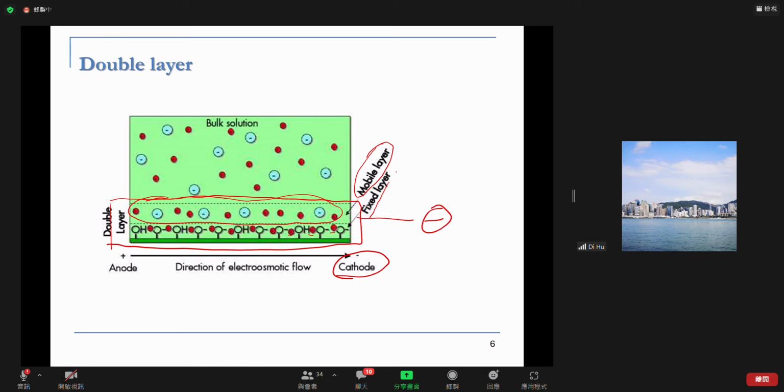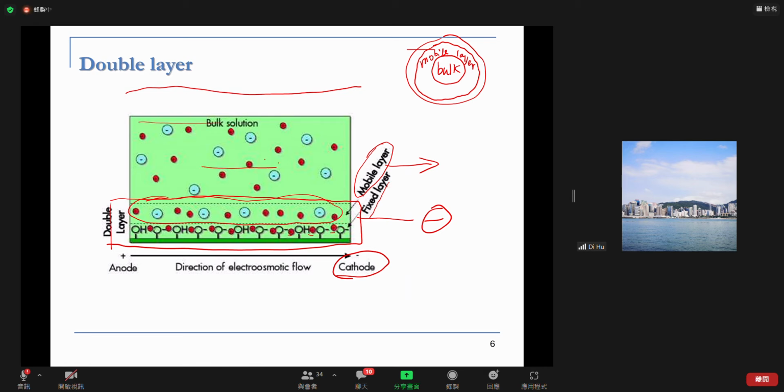When the whole mobile layer is moving to the cathode, don't forget we have another layer on top. This is the bulk solution, and here you have the fixed layer and the mobile layer, as you can see in the figure. The whole mobile layer is moving to the cathode, and because it is solvated, it is dragging the whole bulk phase along with it to the cathode.